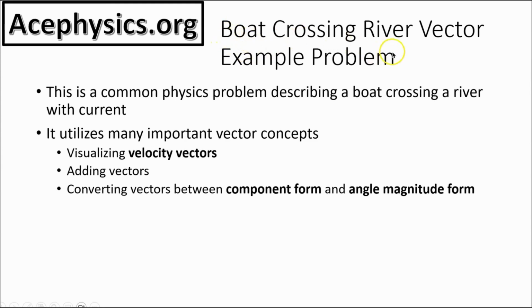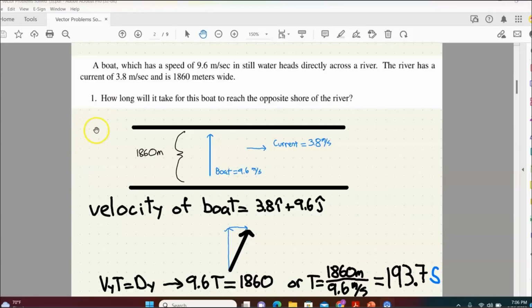This problem is the boat crossing a river vector example problem. The river has current. This is a common physics problem describing a boat crossing a river with current. It utilizes many important vector concepts such as visualizing velocity vectors, adding vectors, converting vectors between component form and angle magnitude form. It's a multi-part problem. To begin with, I'm going to read the problem.